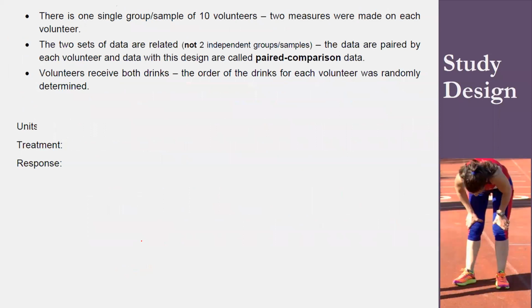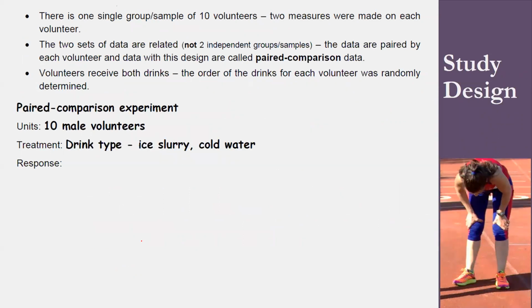So let's look at our study design. We do not have 2 independent groups or samples. Our ice slurry group and our water group are the same people. So they are related, and they're paired by each person. So our units are the individuals, the volunteers. The treatment is the drink type, and the response is how long it took them to run to exhaustion.